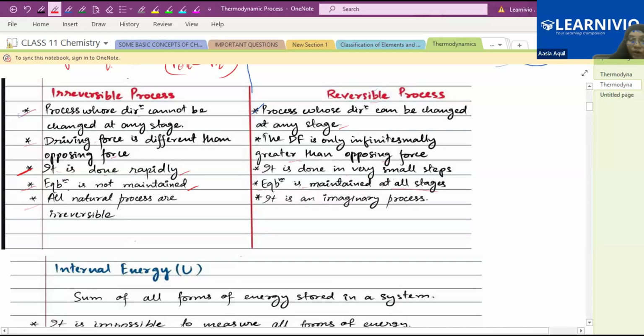So all the natural processes are irreversible. जितने भी natural processes होते हैं, like burning of wood, anything, these are irreversible. But the reversible process is a hypothetical, imaginary process. In the real world it doesn't occur. It's just an imaginary hypothetical process, but the irreversible process is real, and all natural phenomena, all natural processes, are irreversible processes.